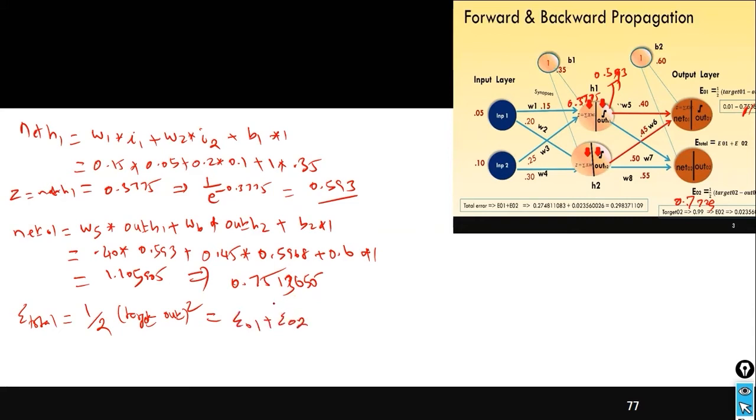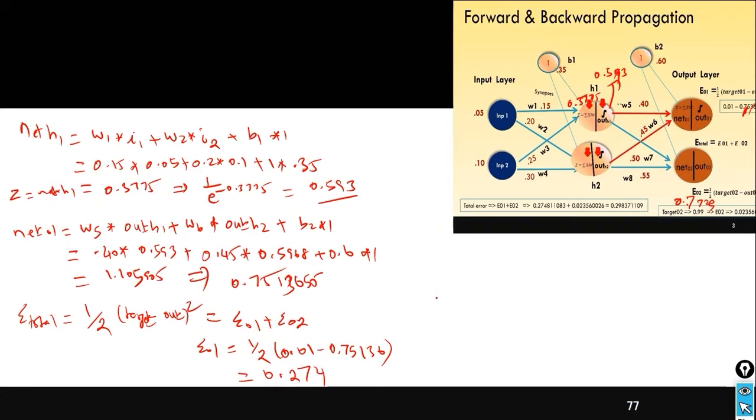Okay, and what is the E01? What is the error we are getting? E01 is nothing but 1 by 2 into the actual is 0.01 minus 0.75136 or something like that. This is the one that gives us the error as 0.2748.